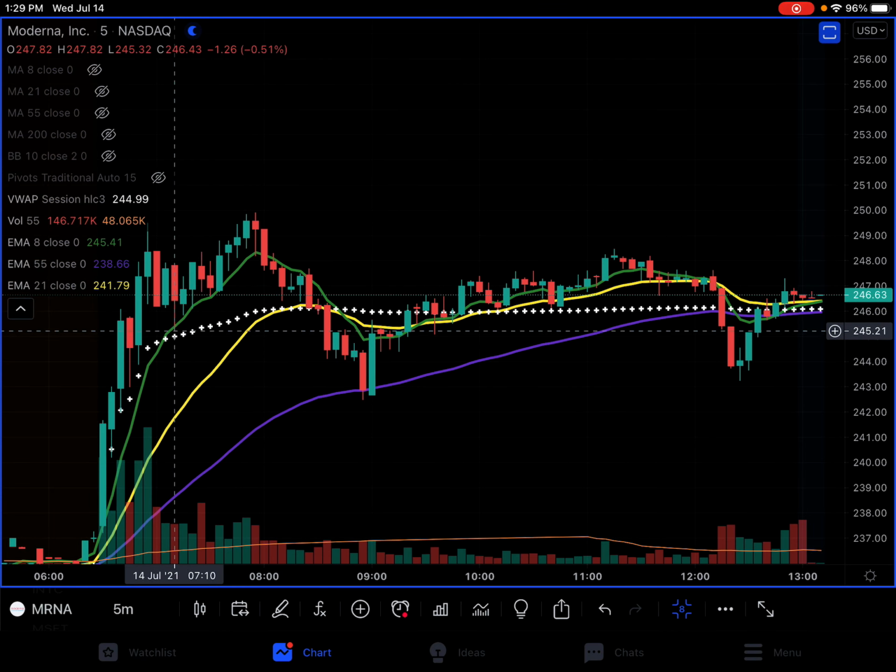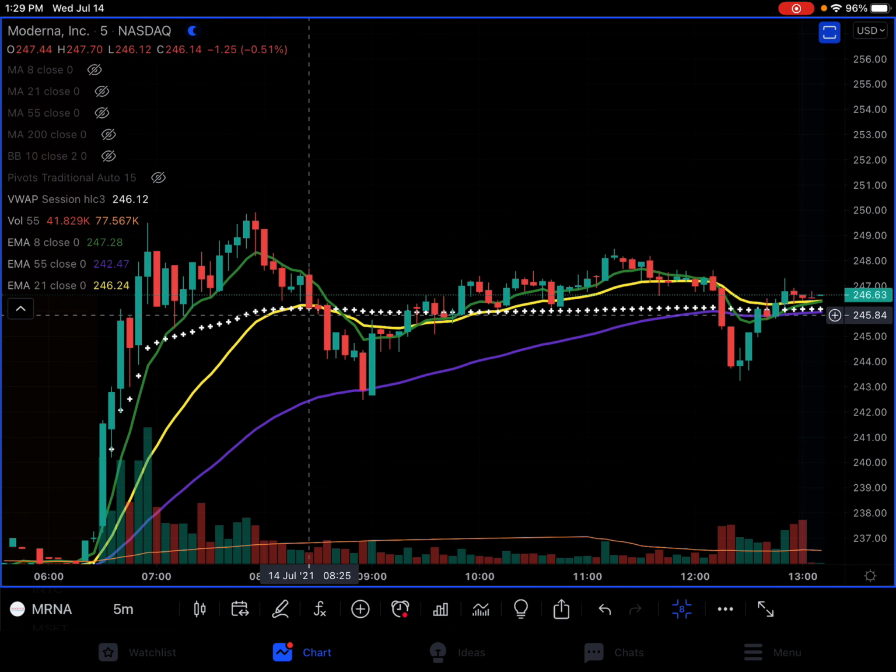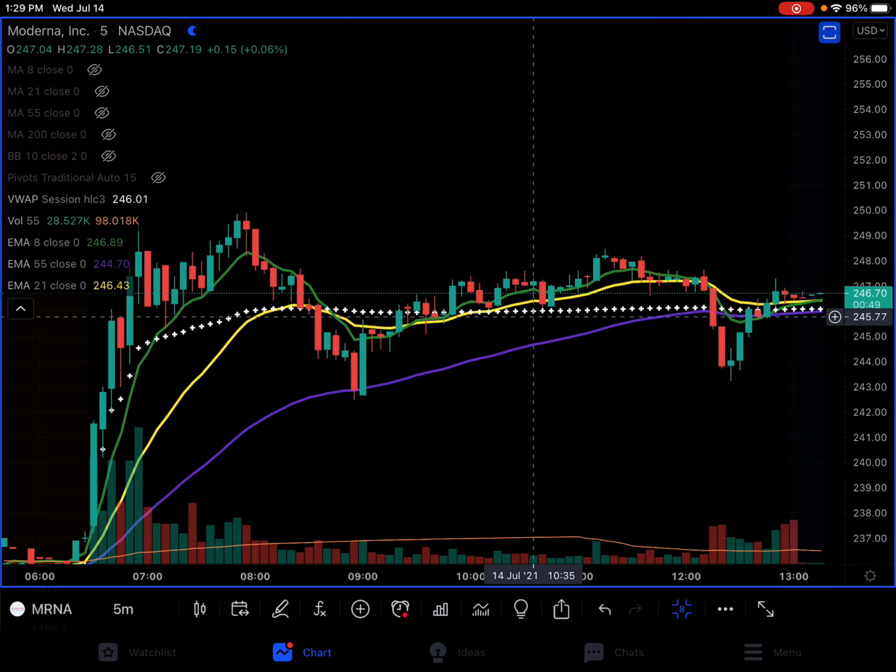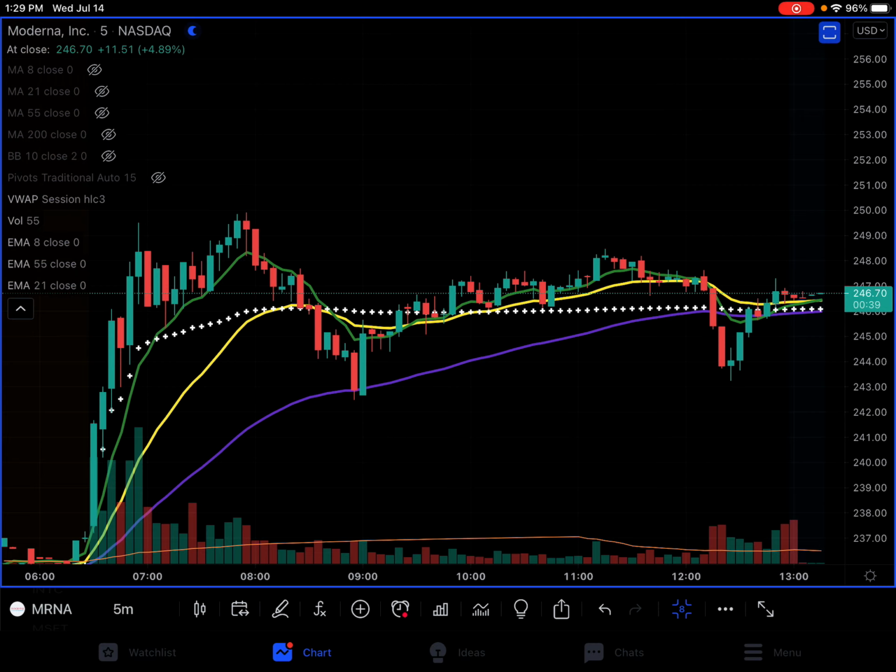Like right here, you can see it didn't bounce perfectly, but typically it does. Here's another good example. Right here you can see the VWAP. It crossed, it was the 21 and the VWAP, so that's very strong support. And you see it bounces off of that. Again, it tests the VWAP, it bounces off. So yeah, it acts as support and resistance.